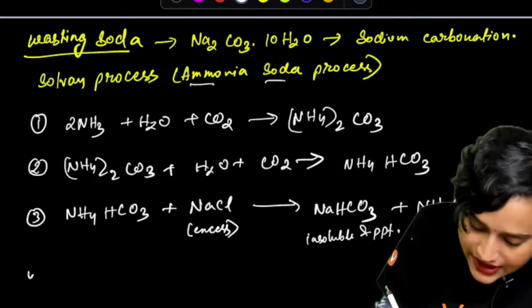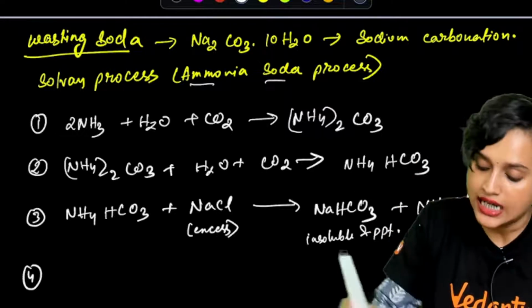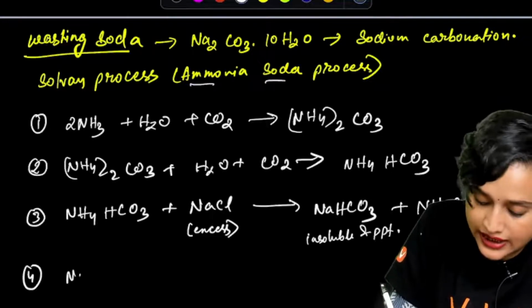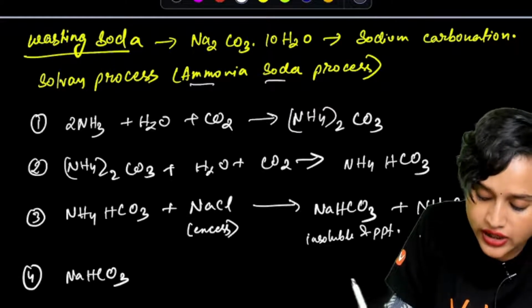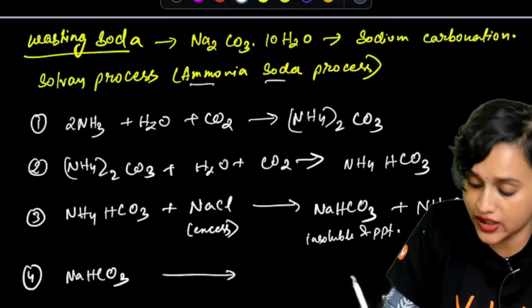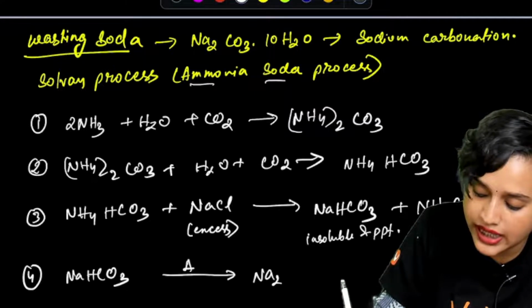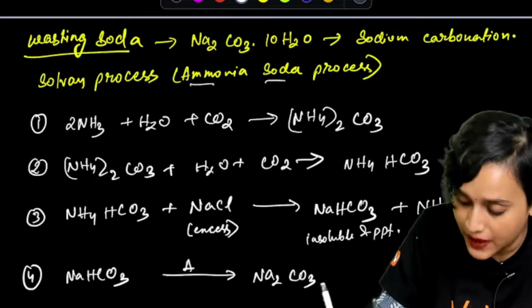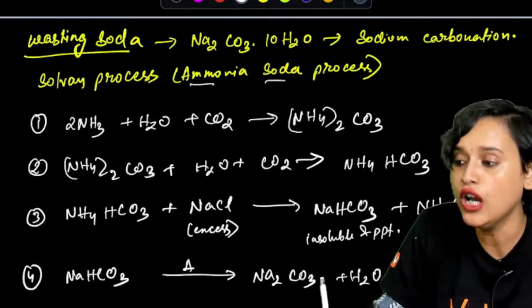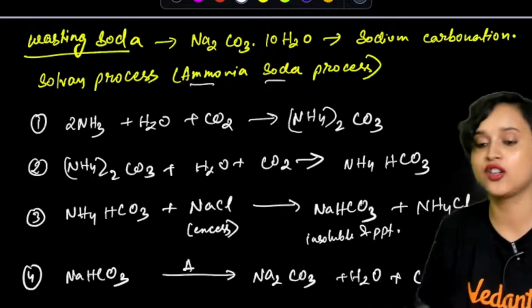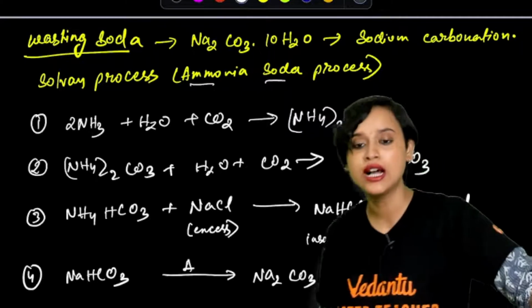Once you are done with this, now you have step 4. What do you do? You take this NaHCO3, and we have been learning about this. All you have to do is just heat it up. Once you heat it up, what will you get? You will get Na2CO3 plus H2O and plus carbon dioxide. This is how you get it.